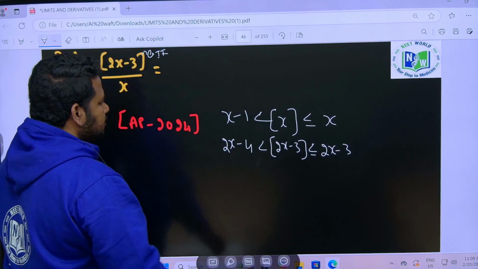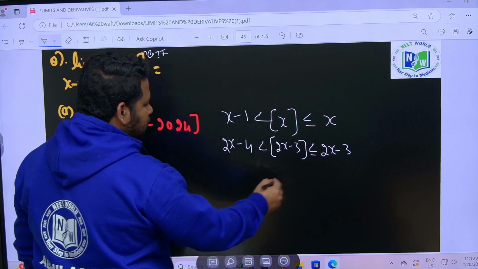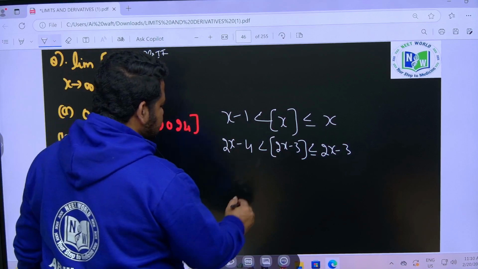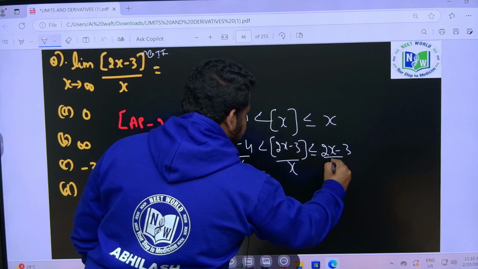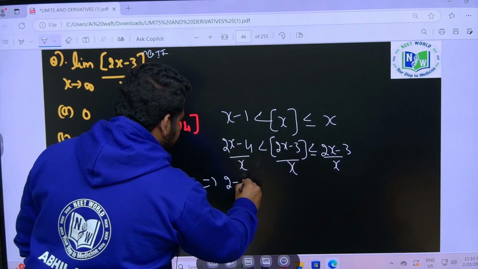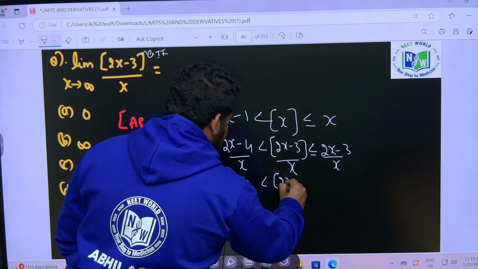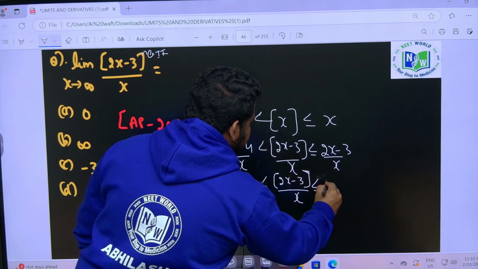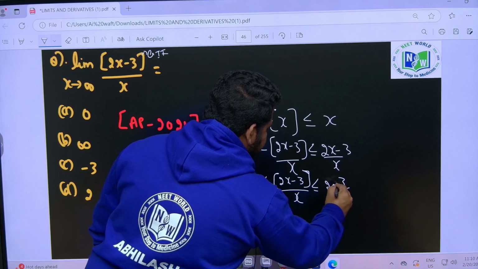Okay, because multiplying by 2 and subtracting 3. Now here x is there, so I'll divide by x all over. Here also divide by x, here also divide by x. What I'll get here is 2 minus 4 by x less than 2x minus 3 divided by x less than 2 minus 3 by x.